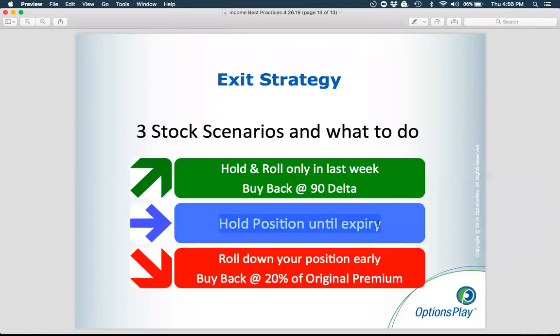The second scenario, if you sell a covered call and the stock just trades sideways and goes neutral, is kind of your best case scenario when you're selling a covered call. This is where you generally want to hold your position until expiration, let your call expire worthless, and come back the following Monday onto Options Play and find another covered call to sell.